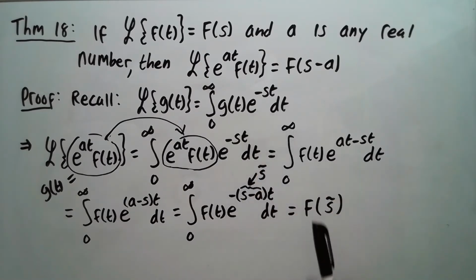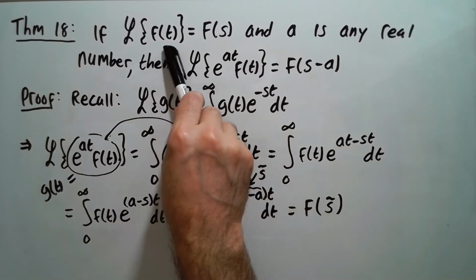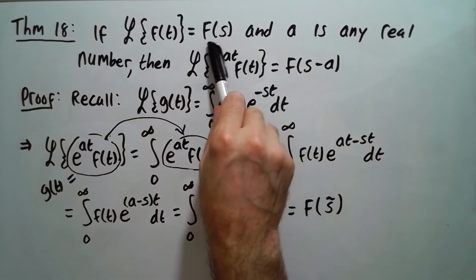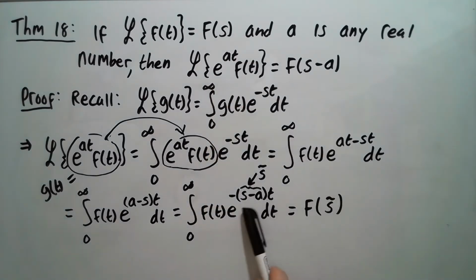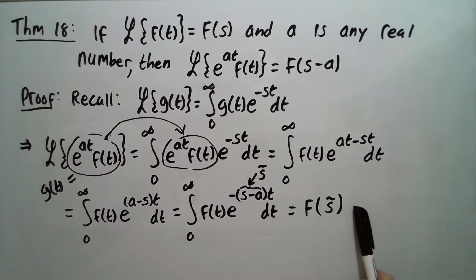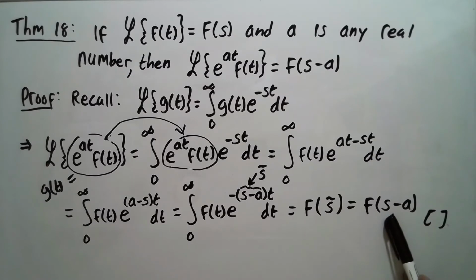So therefore it's going to be big F of s tilde, so it's a Laplace transform of f, but not of s anymore. It'll be of s tilde, because s tilde is s minus a. But then I can replace the s tilde now with s minus a, so this will be big F of s minus a, and that's what we're trying to show. So we're done with the theorem. All right, so let's take a look at some examples now. So let me erase this and we'll take a look at some examples.